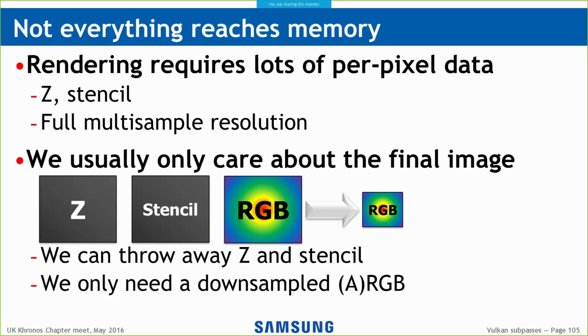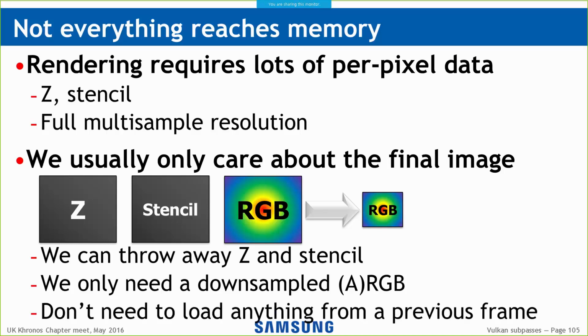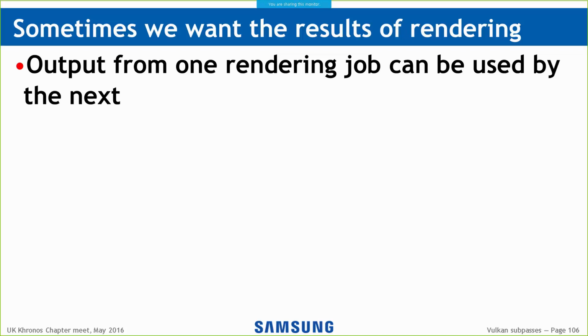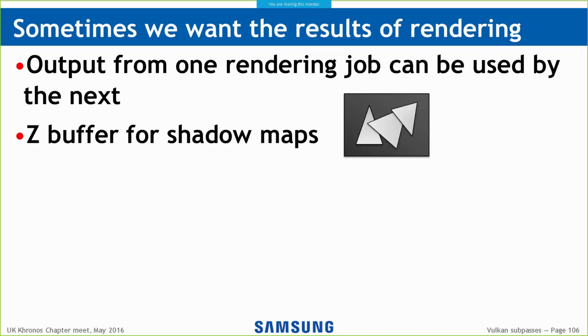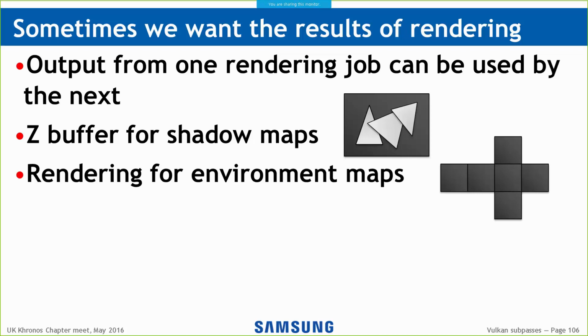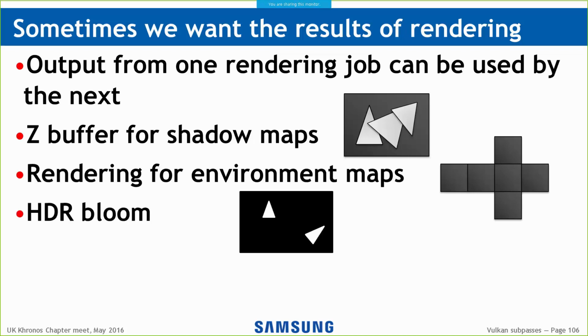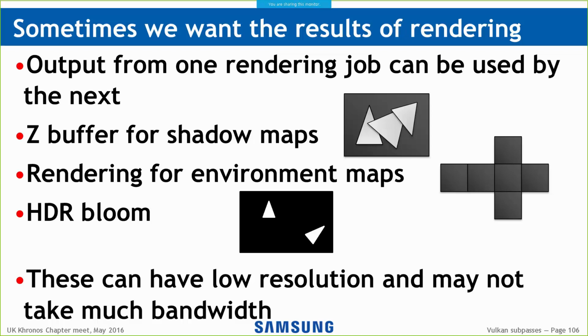The other thing is you don't need to load anything from previous frames, so you're not pulling data back out of memory to continue rendering. But sometimes we actually do need the results of some previous rendering in full detail. An obvious case is shadow maps, where you need to produce the Z buffer before you can start accessing it. You can do environment maps, you can be rendering the entire scene as a bloom image for doing HDR effects. But the good news is that you can often get away with lower resolution or some other form of reduced bandwidth when you're doing those maps. So they're not quite such big bandwidth pulls as the main frame buffer is.